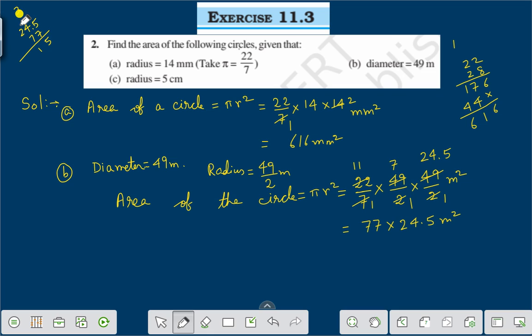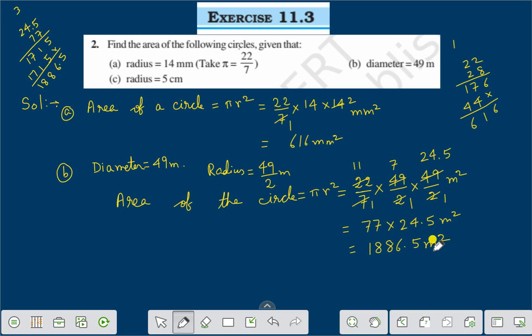4 into 7 is 28, 28 plus 3, 31, here it is 1. 7 into 2 is 14, 14 plus 3, 17. Again, we are multiplying by 7. Adding these, 5 plus 1 is 6, 7 plus 1 is 8, 1 plus 7 is 8. The decimal point is here, 1886.5. Therefore, the value is 1886.5, and the unit will be meter square, right? This is the answer of question number B.